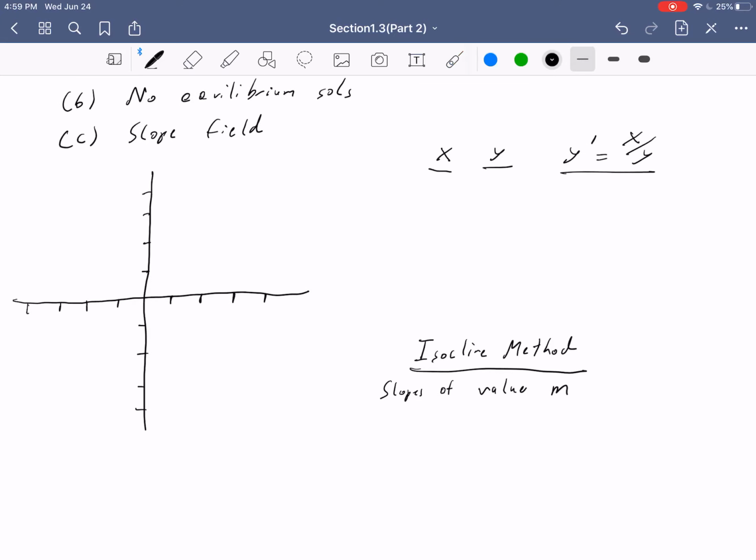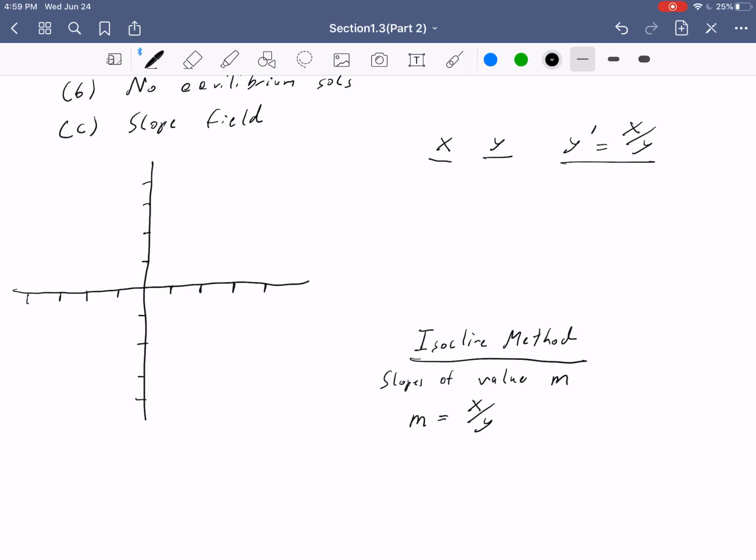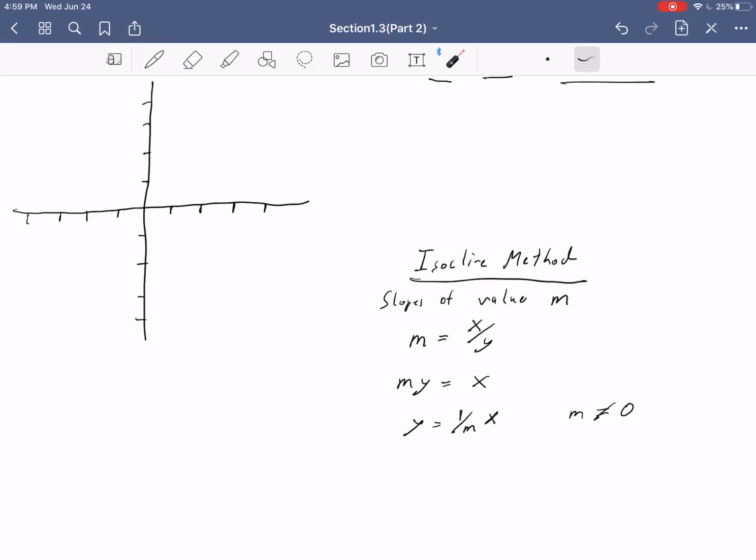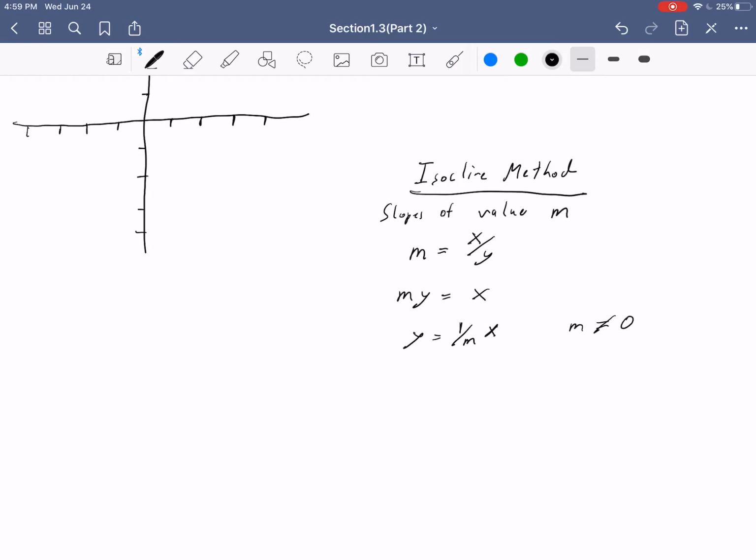Well, that means that we'd get something like m equals x over y, which if you think about it is my equals x. So we get that y is equal to 1 over m x, as long as m is not equal to 0. So what this basically tells us is if we want to find all the places that have slope 1, we just need to look at where y is equal to 1 over 1 x. So we can make a little list of our isoclines. So I'm going to make a little isocline table.